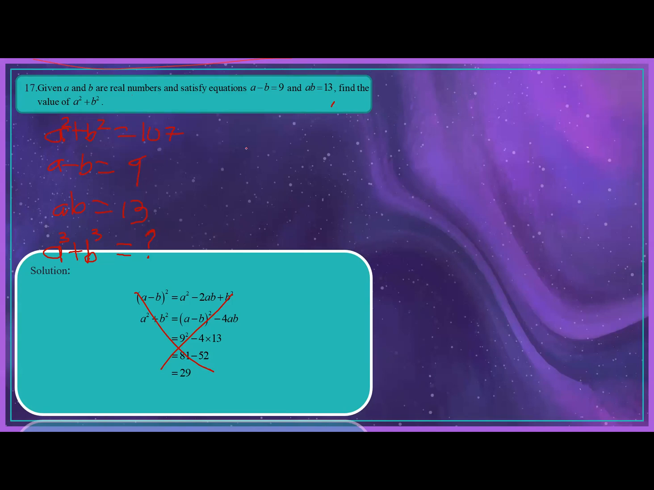Okay, so a cubed plus b cubed. So that's (a plus b) cubed. So we have a cubed plus 3ab times (a plus b) plus b cubed. Okay, so now we need to find a plus b first. So (a plus b) squared would be a squared plus 2ab plus b squared.